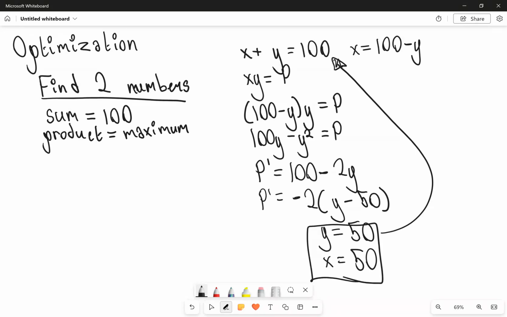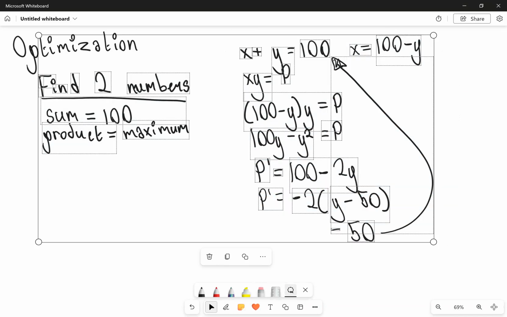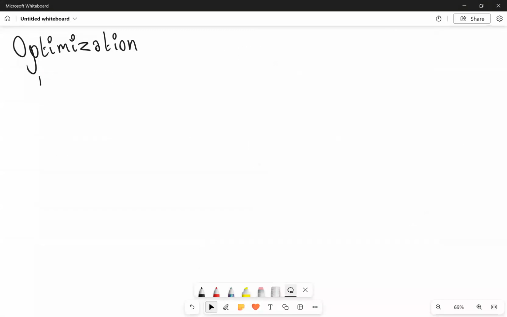So there are some rules for solving optimization problems. I'm going to erase all of this. Actually, let's do it this way. And I'll write them out. So, some guidelines, not necessarily rules, but guidelines.